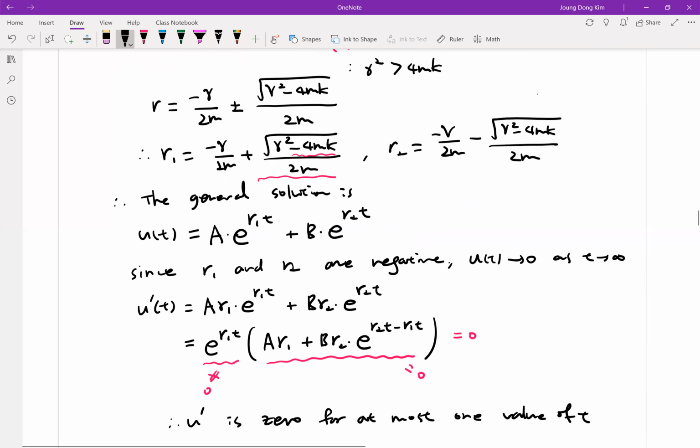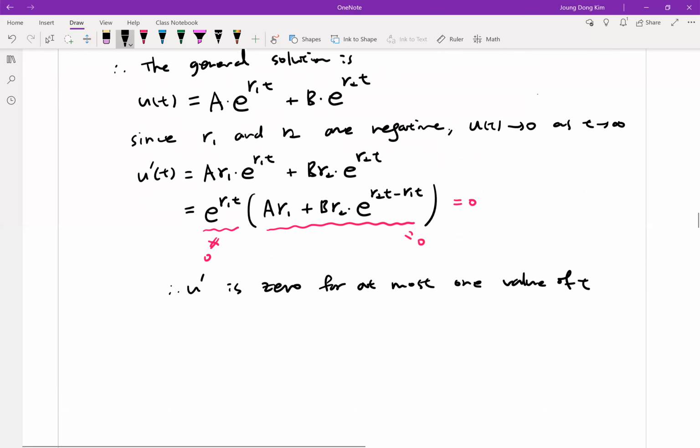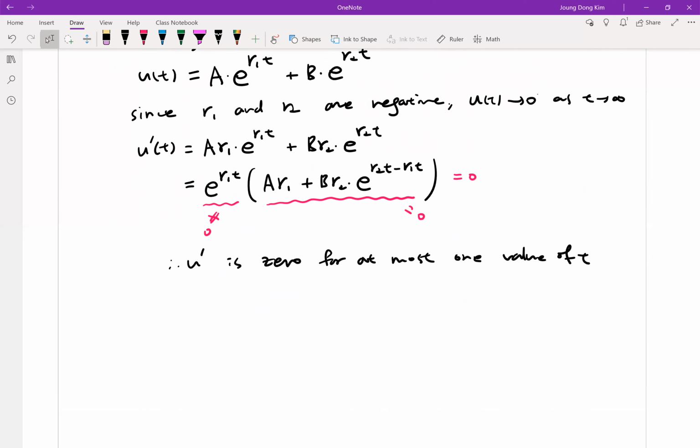Because look at the previous motion, right? When you look at this graph, there are many local maxima and local minima, okay? Which means when you find u prime and set that equal to 0, you could have many zero points, right? But in the overdamped motion case, you have only one solution for u prime, which means you have only one critical number, right? What does that mean? In other words, there is no oscillation, okay?